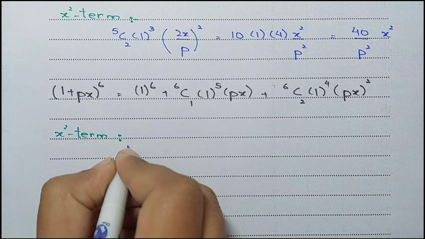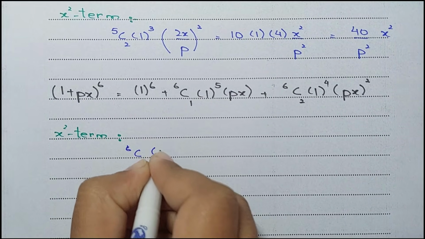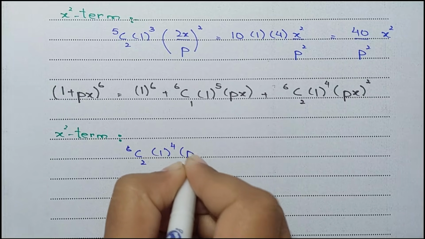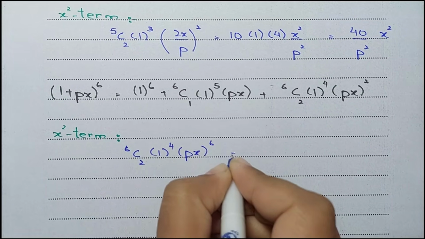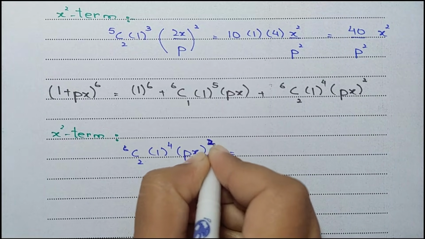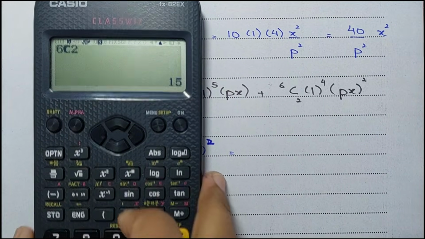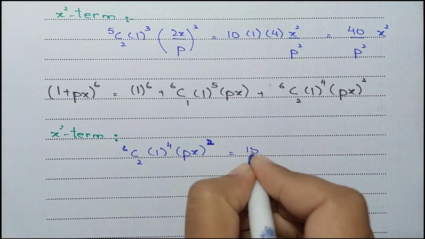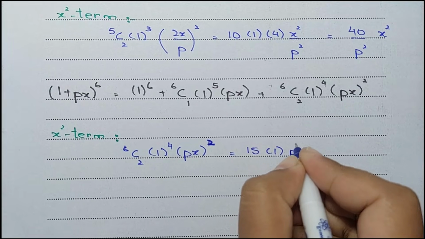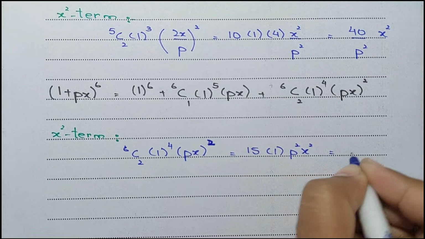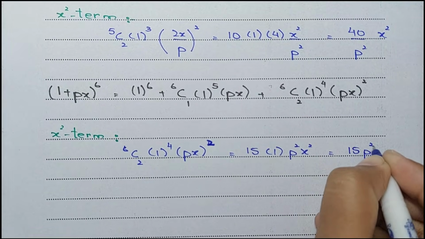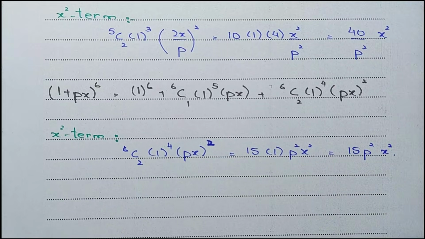is 6c2 times 1 to the power 4 and px whole square. So it's square, 6c2 is 15. This is 15. 1 to the power 4 is 1. p square x square. Now this is 15 p square, which is the coefficient of x square, right?